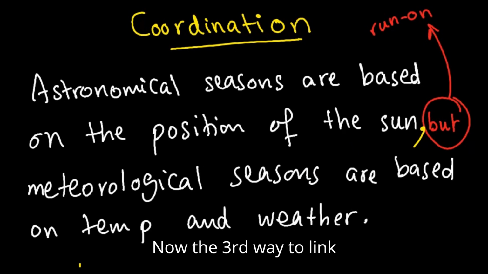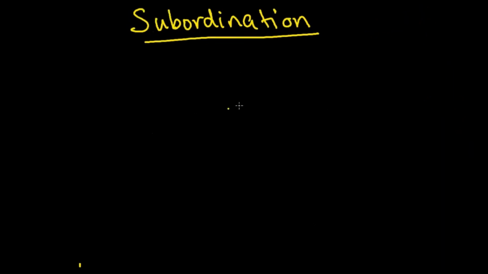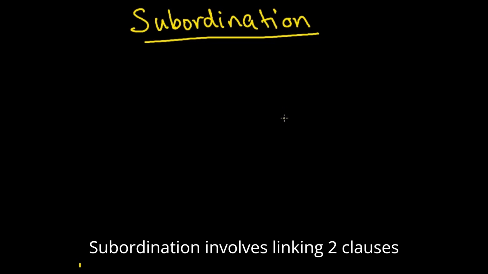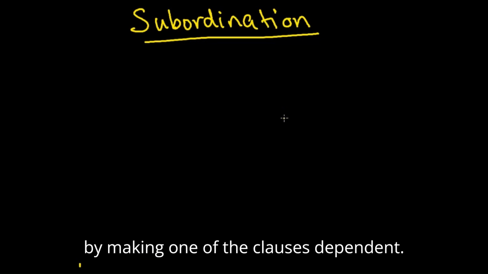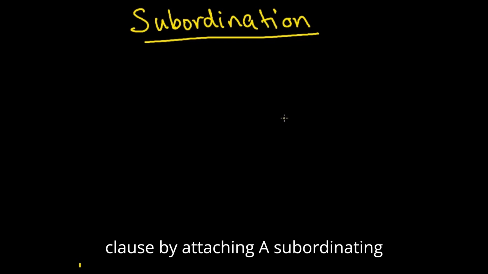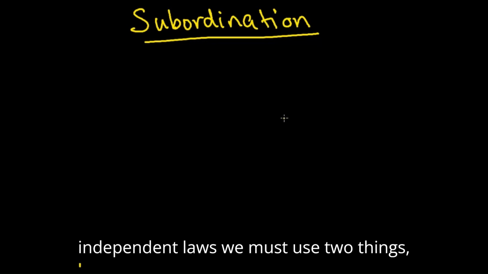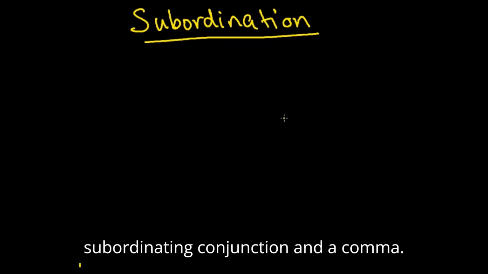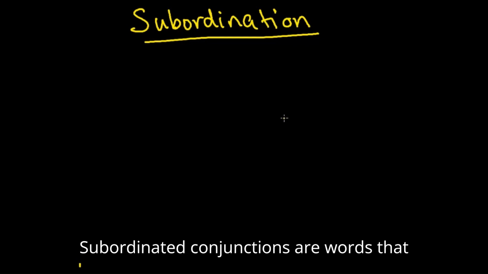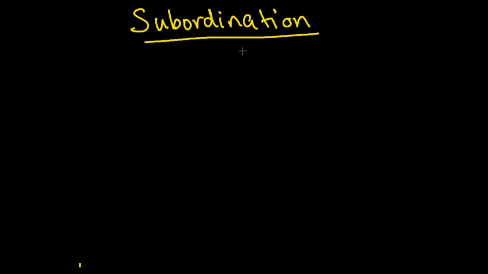Now, the third way to link clauses is by using what we call subordination. Subordination involves linking two clauses by making one of the clauses dependent. And we turn the clause into a dependent clause by attaching a subordinating conjunction to it. To subordinate an independent clause, we must use two things, a subordinating conjunction and a comma. Subordinating conjunctions are words that turn an independent clause into a dependent clause.